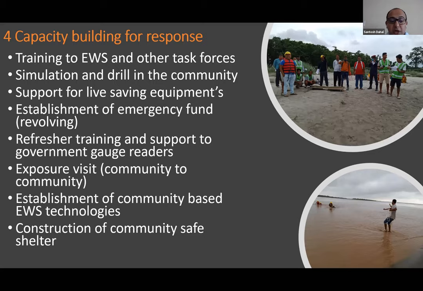Another is that we construct community safe shelters in the field to evacuate the people, and this has also been found very effective. I want to give you one example of a community safe shelter where I was involved, constructed in Siraha municipality, where we provided matching funding, 80 from the project and 20 from the government. But later, in the next year, five such safe shelters were replicated by the government. So this can be a good thing for replication, knowing the importance.